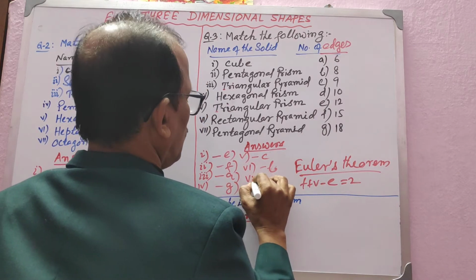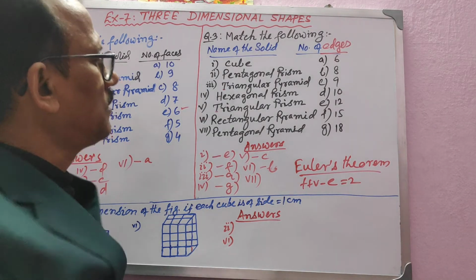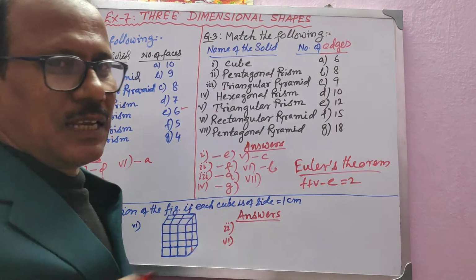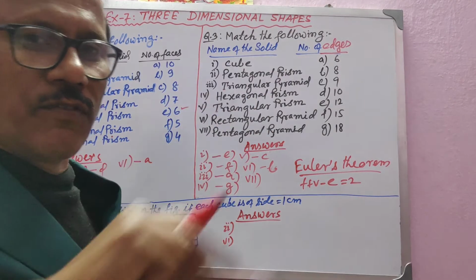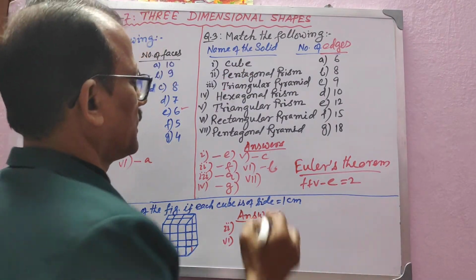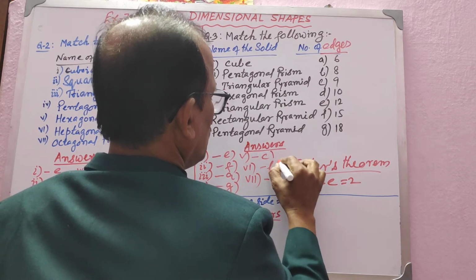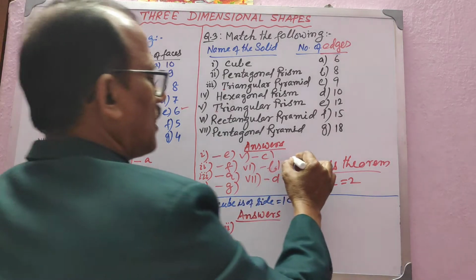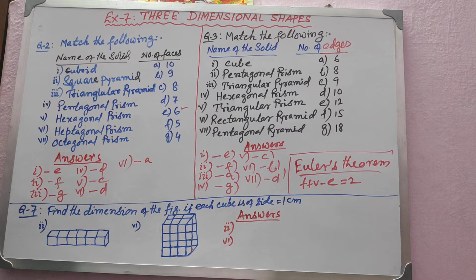Then the seventh one will be the pentagonal pyramid. A pentagon on top means 5 edges, and then it will be drawn into a single point, so it will have 5 edges there. 5 plus 5 is 10, which is with D. I hope you have understood all these things, matching the thing. If you have got the concept, then you can very well do it on your own. There is no problem. See, things are very simple.